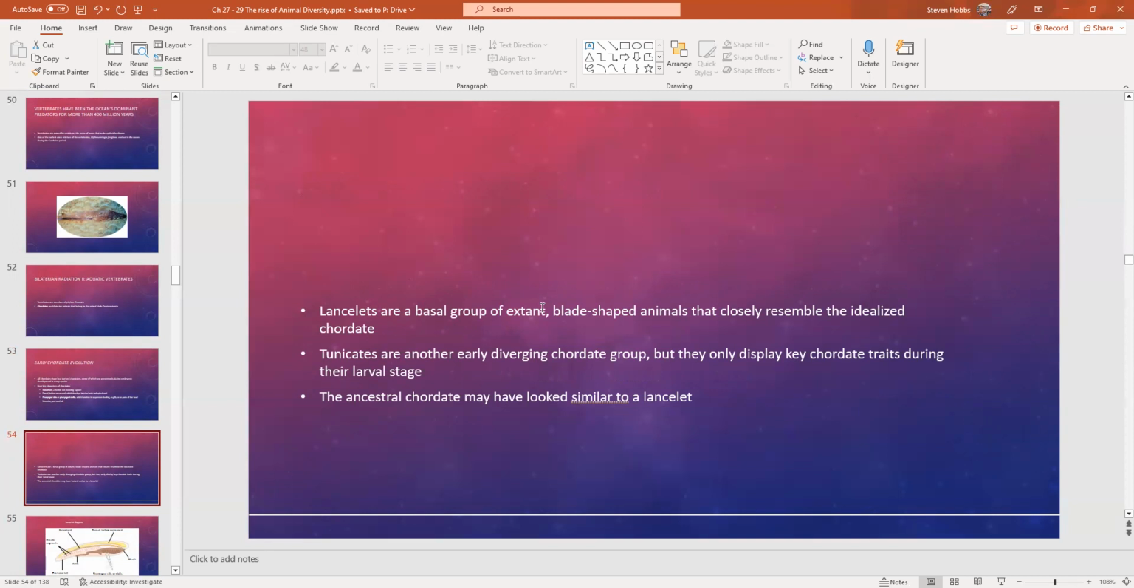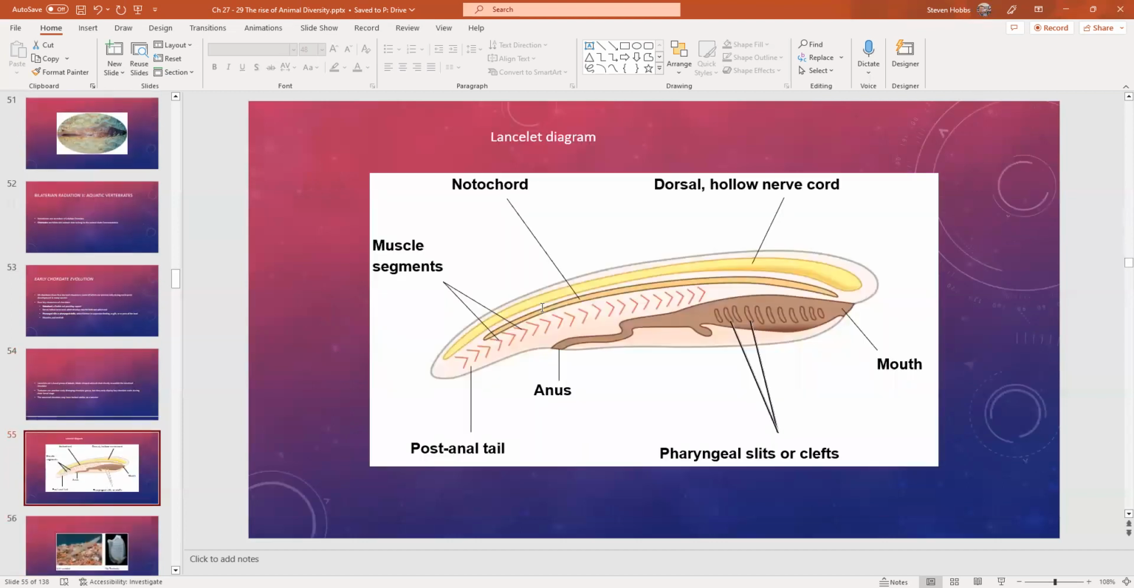Tunicates, on the other hand, are an early diverging chordate group. They do have the notochord to begin with. They kind of look a bit like a tadpole or a polliwog once they hatch, but then they land and they go through this kind of metamorphosis and turn into kind of an underwater heart. It looks like an underwater heart. I would love to be able to describe that better. I don't have the words to do so, but when I show you one, you'll understand. The ancestral chordate may have looked similar to a lancelet, and those look like this.